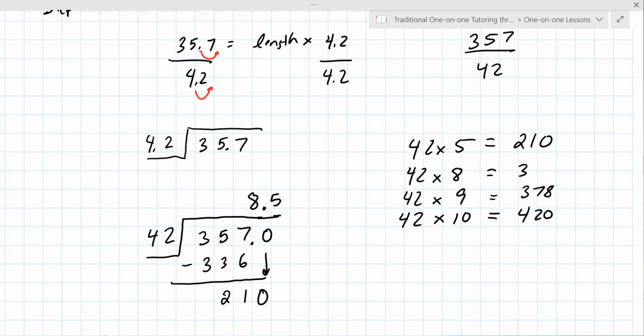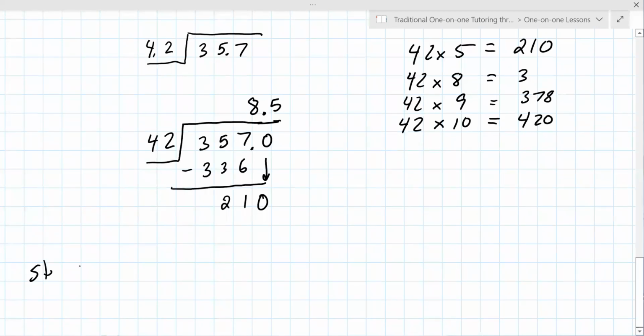That's step 3 though. It's not step 4. Step 4 is to check. So do you remember from looking at the picture how you might check? What you do is 4.2 times 8.5. Yes, exactly. It's said perfectly. The order does not matter.